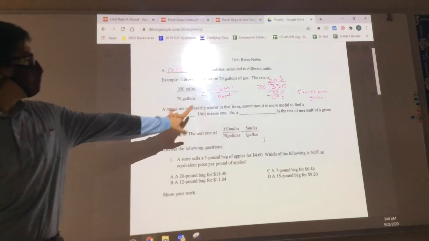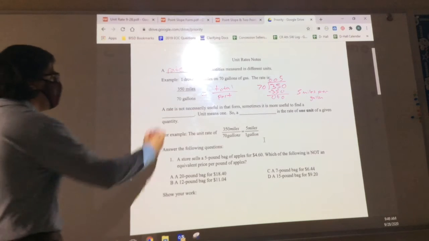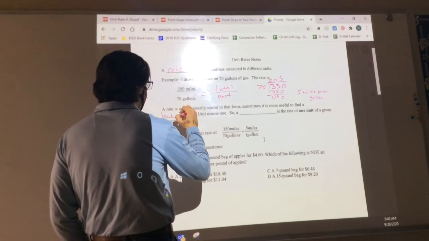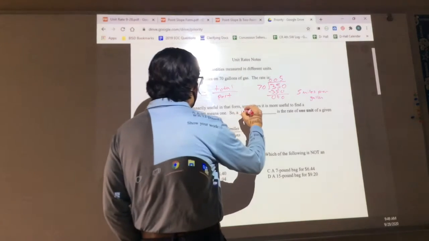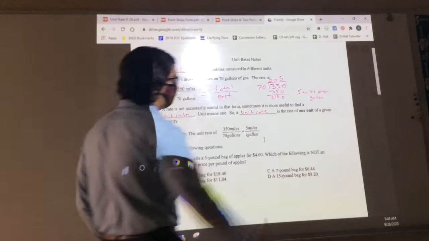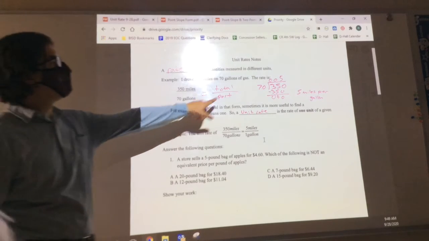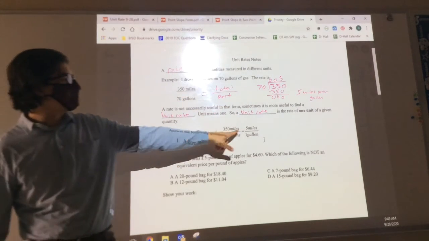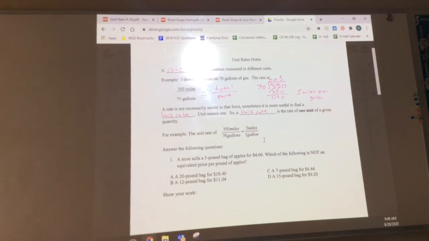A rate is not necessarily useful in this form. Sometimes it is more useful to find a unit rate. Unit means 1, so a unit rate, again, you don't have to fill these in, I'm just talking you through, is the rate of 1 unit of a given quantity. So here's the example. We did the math up there, but if we come down here, it's saying that they got 5 miles per gallon, which is what we got up top there. So we can validate and check our work. Are we good?